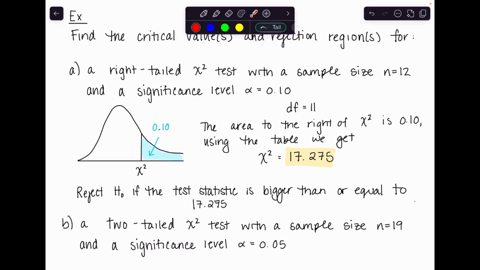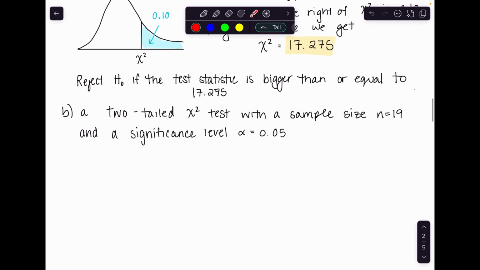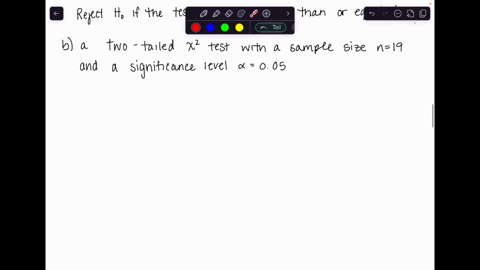If I have a two-tailed chi-squared test with a sample size of n equals 19 and a significance level of alpha being 0.05, I need to figure out my two cutoff values because it's two-tailed. So I want to, again, draw a picture of what's going on here. This should be at 0. Didn't draw that too great. Should have drawn the bottom first. This is what our test looks like. Our degrees of freedom in this case is 1 less, which is 18.